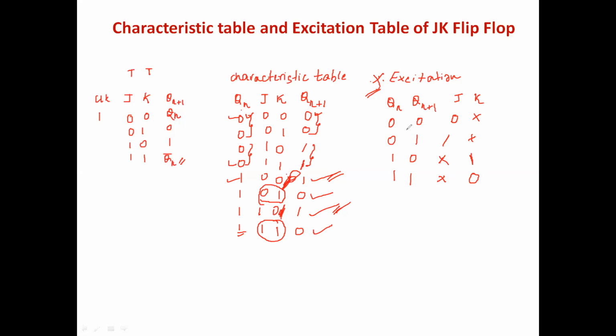That means you will be getting the output 0 whenever K is equal to 1, irrespective of the value of J, and you will be getting the next state as high whenever J is equal to 1, irrespective of the value of K. Got it? So these are the possible combinations for getting these outputs.